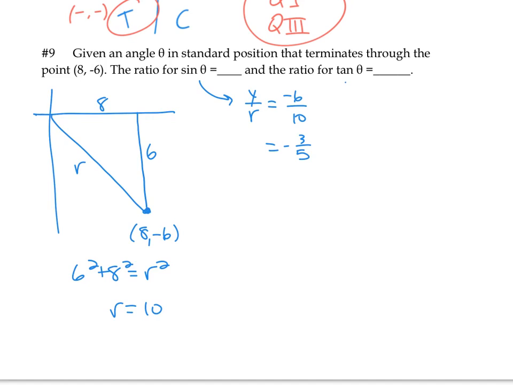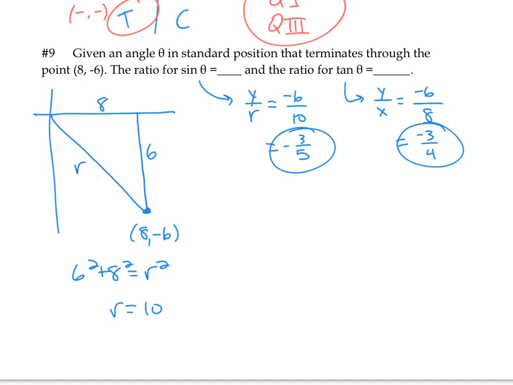Okay, tangent, all right, is y over x. So my y value is negative 6, my x value is 8. That's negative 3 over 4. Okay, sine is negative, tangent is negative. You want to make sure you have the negatives on both those. Cosine would be the one that's positive in quadrant 4.